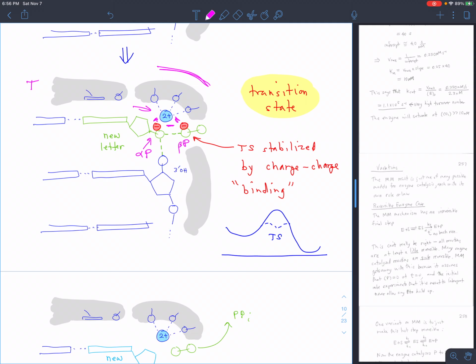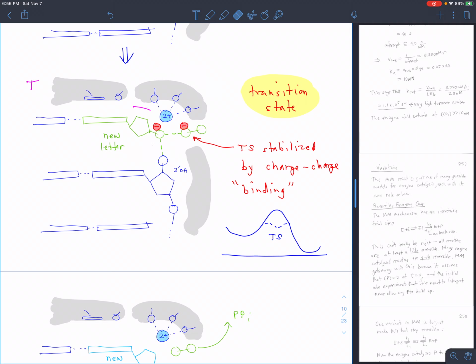It costs you energy to form charge like that. It costs way less energy if there's another plus charge right next door to neutralize and interact favorably with the developing charges. And so this transition state has a much lower energy than a corresponding similar transition state would have in the absence of a protein.